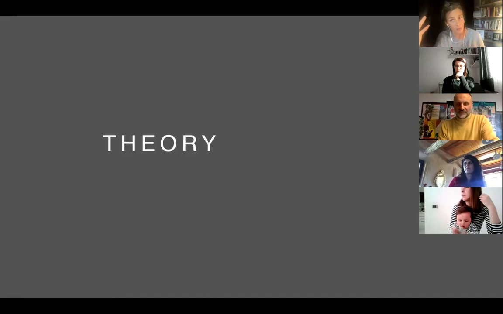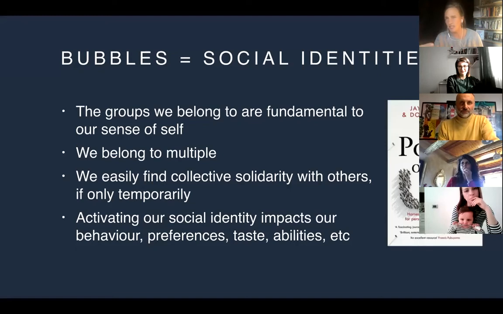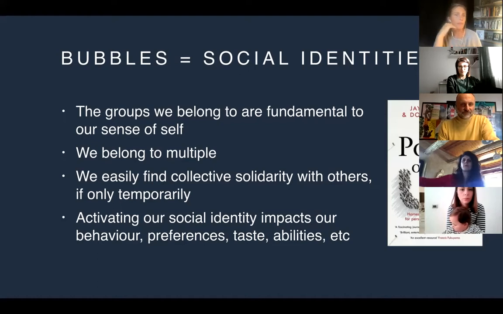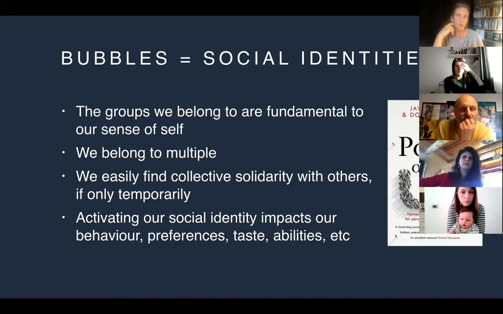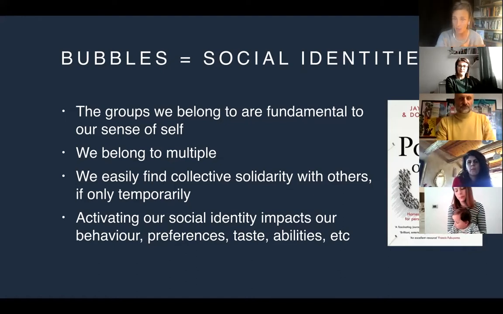From a theoretical point of view, you can approach this in many different ways. I tend to do it sometimes from an academic point of view. I would use, as I said before, social identity as the way I would talk about bubbles. This is a great book that I put on the side here called The Power of Us, written by two people at New York University. It has an easy way of introducing the science behind it.